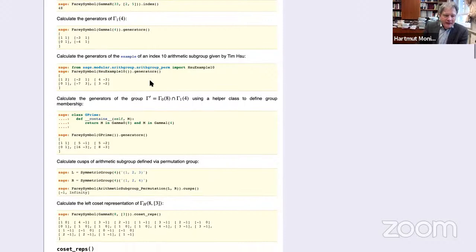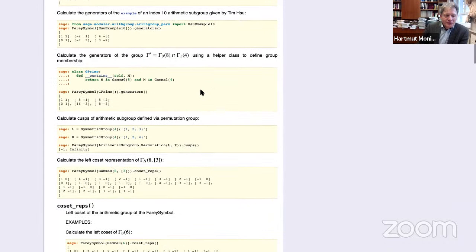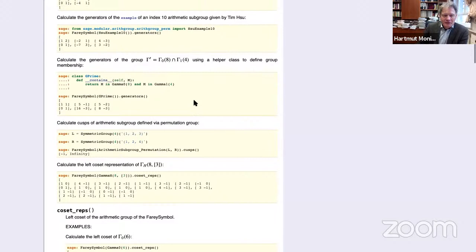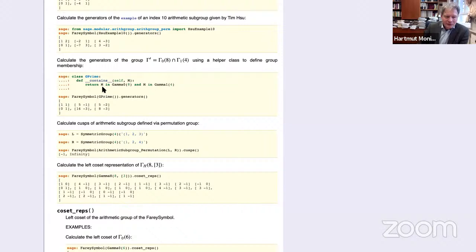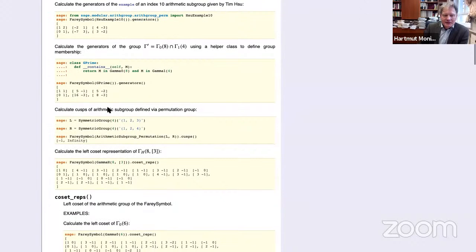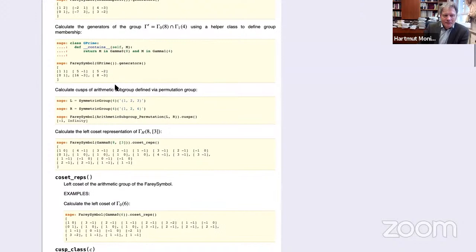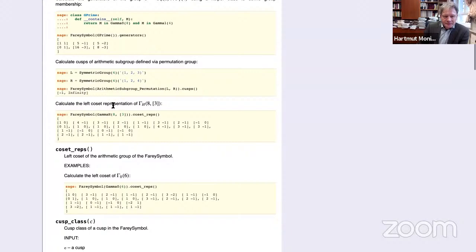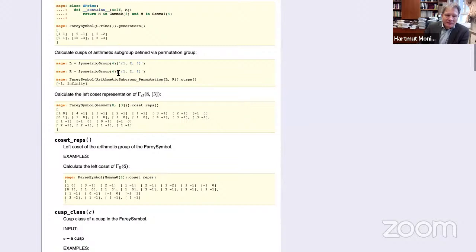Now, here is what I said before. If you want to calculate this for any other group than the ones which are defined in Sage, you can define a class which has to have a contains method, which tells you whether the matrix M is in the group or not. So if you want to define a Farey symbol of a subgroup of PSL2(Z), you have to define this contains, and once you have it, you can play the same games as before. You can just generate the Farey symbols with the corresponding generators, and that's it. Now, this is yet another particular example. I will explain that in more detail later.